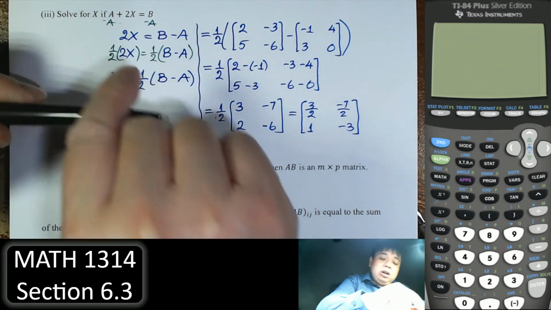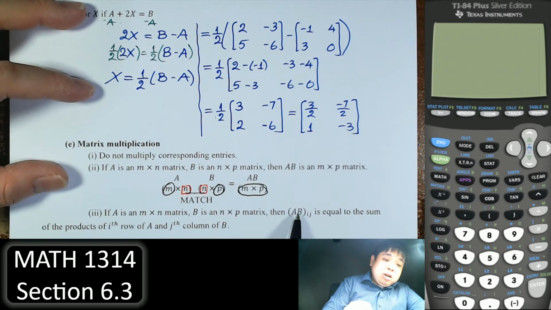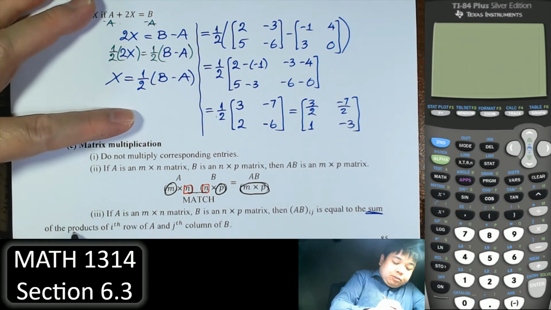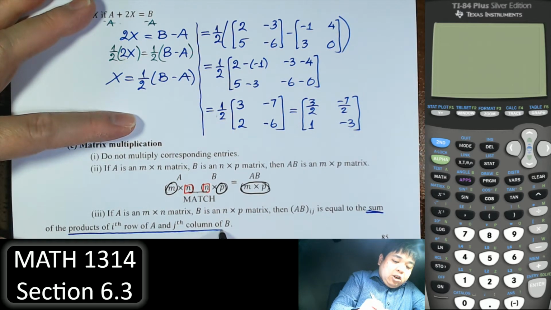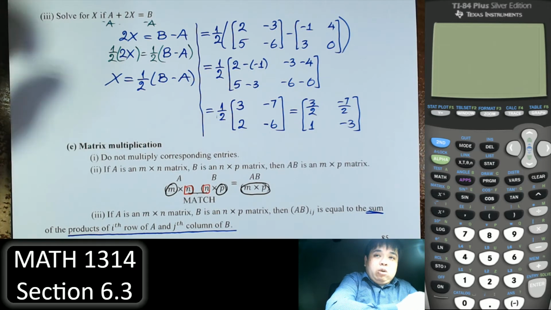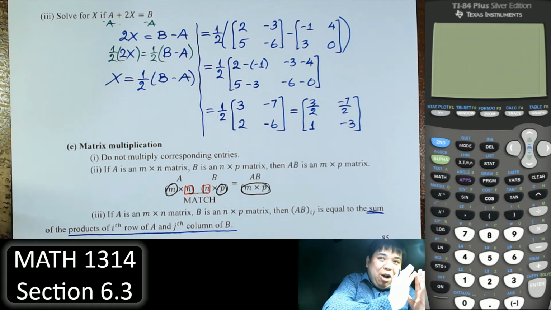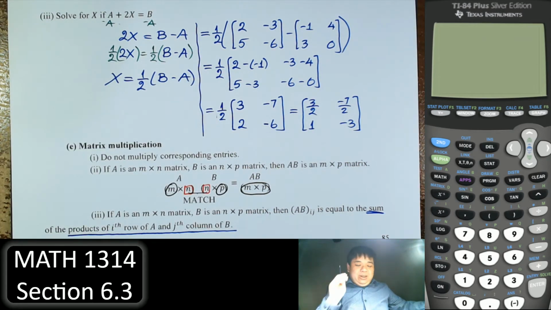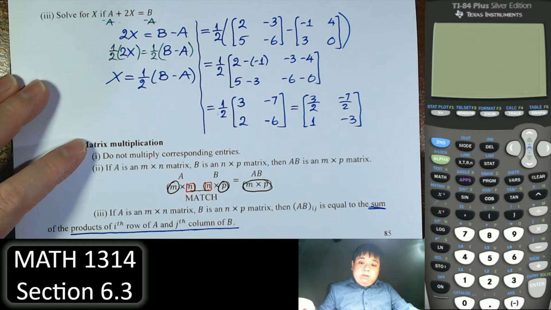In particular, when we multiply two matrices together, a particular entry will be the sum of the products of row i of A and column j of B. So we take a row from the first matrix and a column from the second matrix. The middle number must match. So those are the things that we need to watch out for.